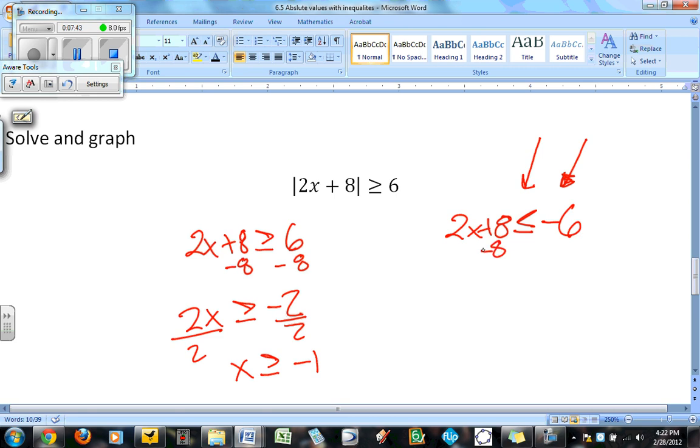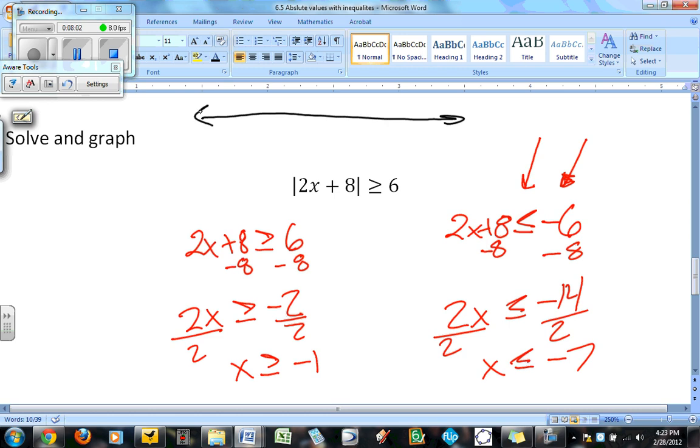In this case, we're going to subtract 8. 2x is less than or equal to negative 14. Divide by 2. X is less than or equal to negative 7. And then it says to graph as well. I'm going to graph up here because I was running out of room down below. I have negative 7 and I have negative 1. They're both closed circles. Negative 1 is shading to the right. Negative 7 is shading to the left. They do not overlap, so that has to be an or statement. It is an or statement.